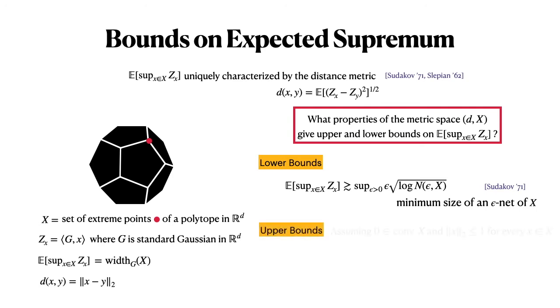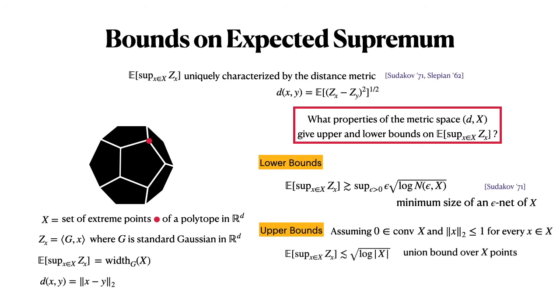So let us assume for simplicity that 0 is in the convex hull of our point set and our set lives inside the unit Euclidean ball. In this case, the expected supremum can be upper bounded by the square root log of the cardinality of the set. This just follows from a union bound over the points and using the Gaussian tail bound of e to the minus t squared over 2.